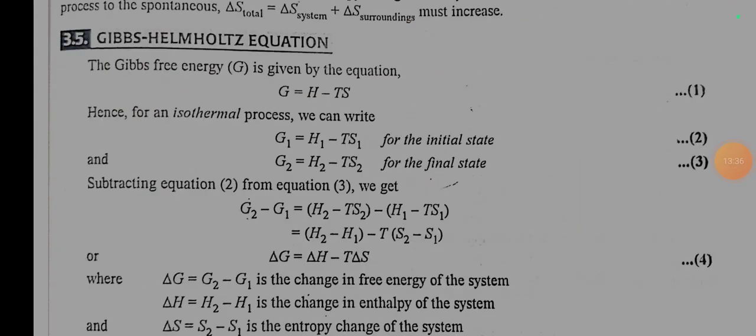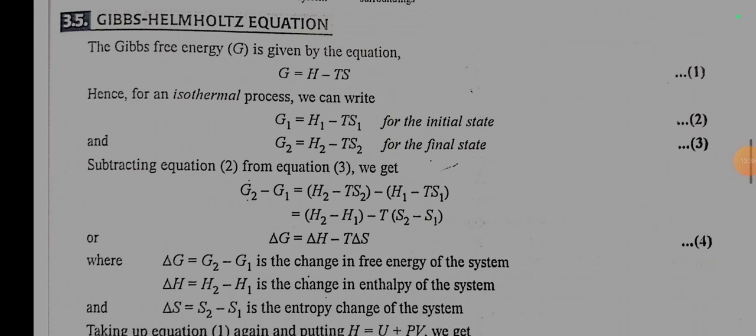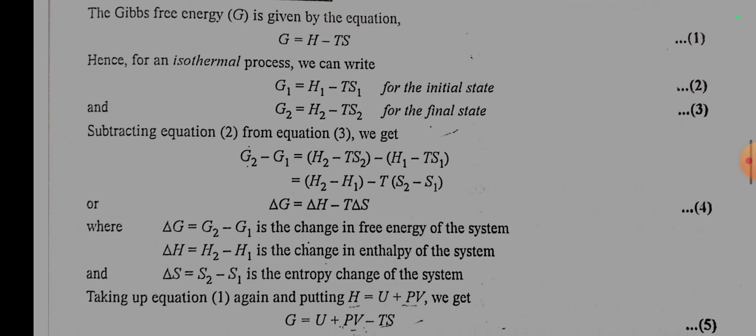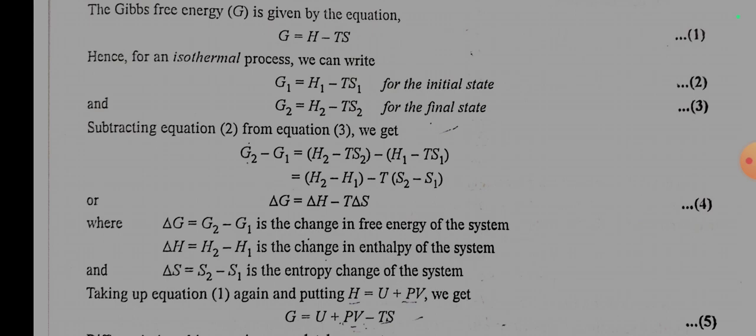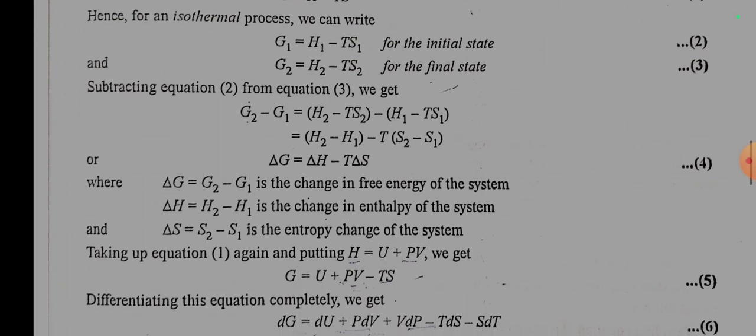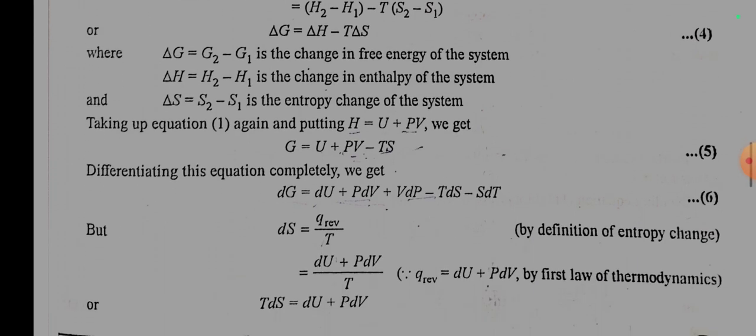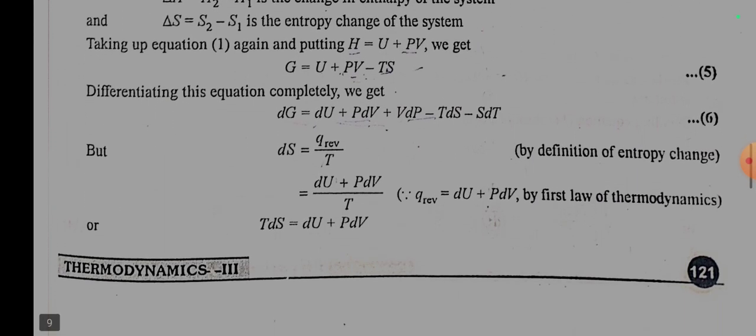Gibbs-Helmholtz equation. The Gibbs free energy is given by the equation G = H - TS. Hence, for an isothermal process, we can write G1 = H1 - TS1 for the initial state, G2 = H2 - TS2 for the final state. Subtracting equation 2 from equation 3, we get ΔG = ΔH - TΔS.